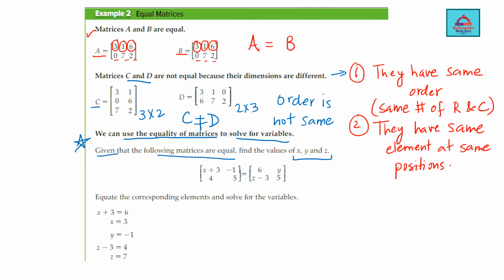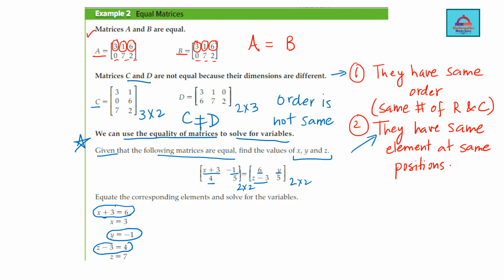So when such a thing happens, these two conditions hold true. And if you see, they both are square matrices of order 2 cross 2. So the first condition is very well true. Let's see the second condition. They have the same element at the same positions. So that means x plus 3 should be equal to 6. y should be minus 1. So you got one variable, and z minus 3 should be equal to 4.